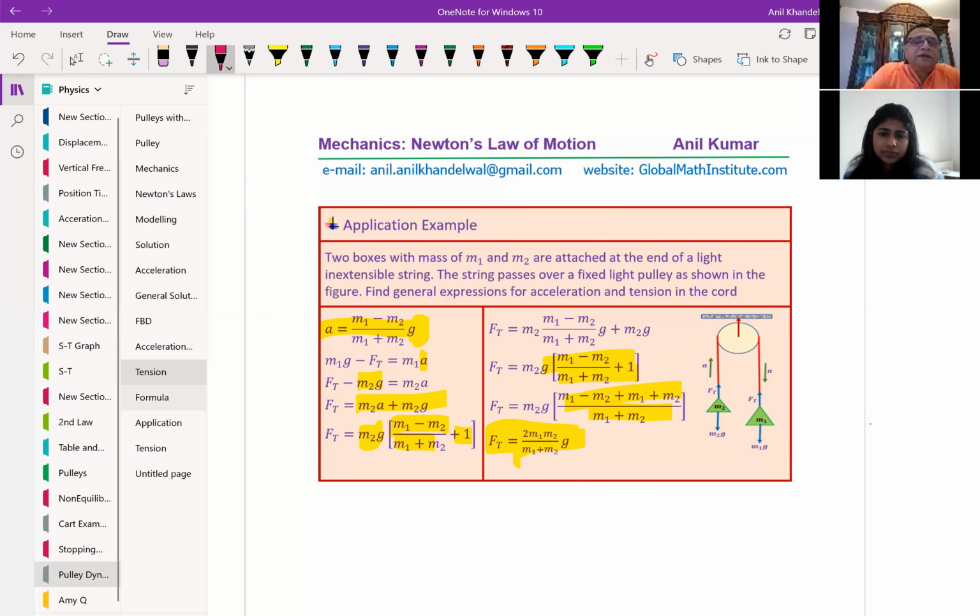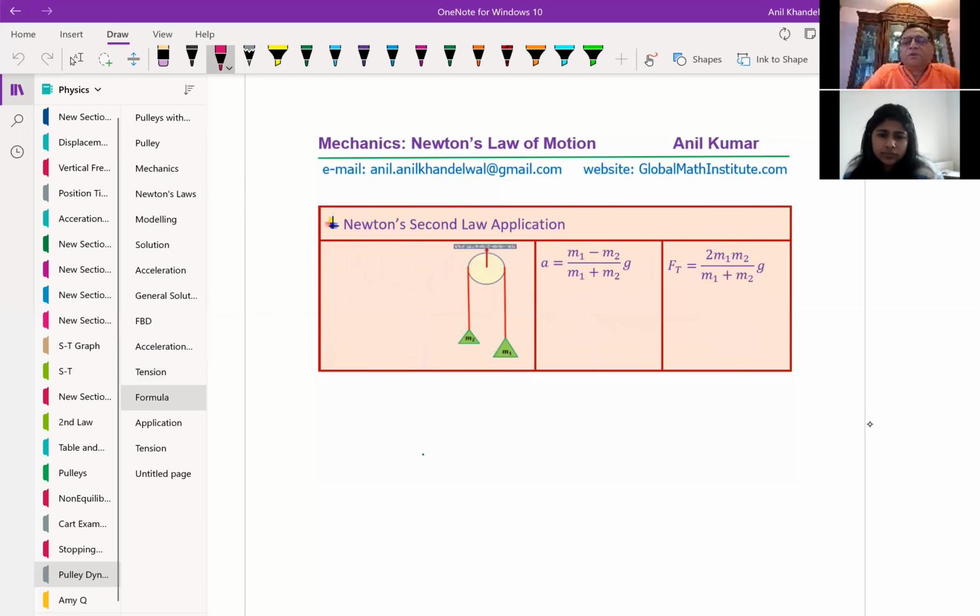So these are the two formulas which you should remember. What I've done here is I just summarize these two formulas: formula one to give acceleration and formula two to give the tension. Once you have these formulas, substitute the values and figure it out.